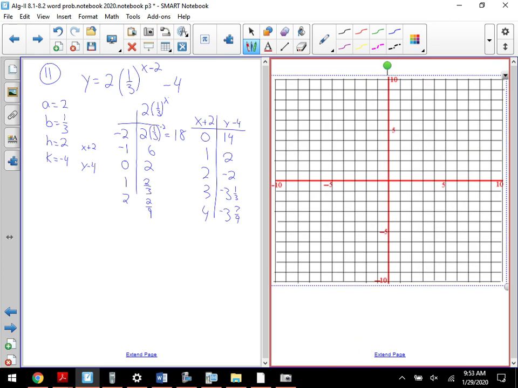Okay? Plot your parent function. Your parent function always has a horizontal asymptote where? 0. Good. So we have our 0 asymptote. From here, I'd go through my ordered pairs. -2 and 18. -2, 18, it's up here. Okay? -1 and 6. 0 and 2. 1 and 2/3. And 2 and the ninths. And this one is a dotted line as it comes up. Okay?